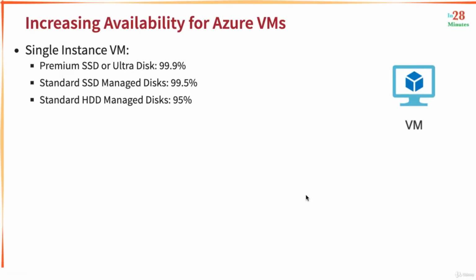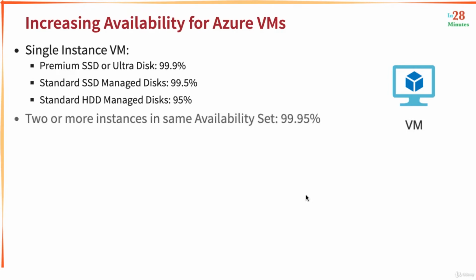Now, if you'd want to further increase the availability for your Azure VM, what you need to do is to create 2 or more instances in the same availability set. So if you create 2 VMs in the same availability set, the availability increases from 99.9% to 99.95%. While the increase looks small, it is very important when it comes to online applications. So if you create 2 instances in an availability set, you get higher availability.